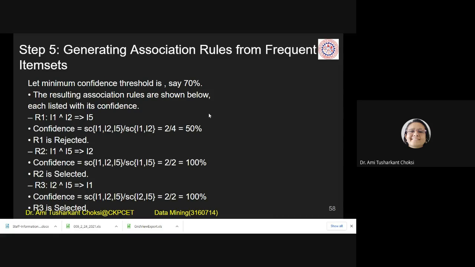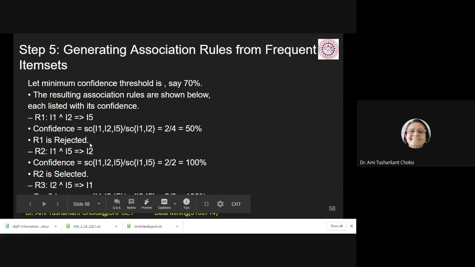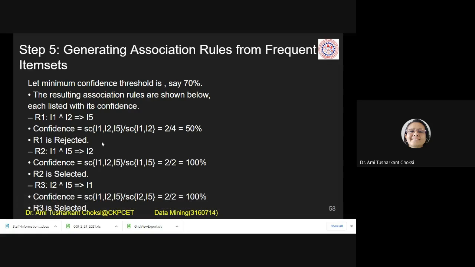Fine. It is less than the minimum confidence threshold. So this rule is rejected, right? That's what is written here. It is rejected. Fine. Now we'll do the same for R2.